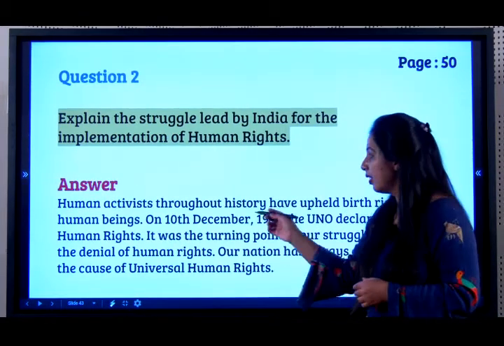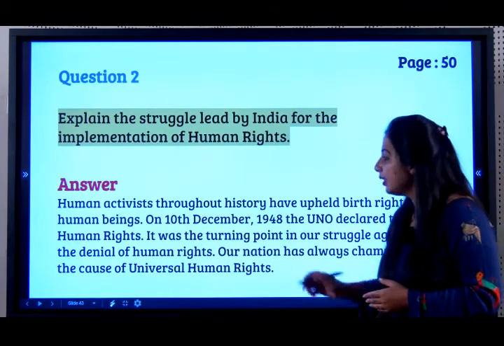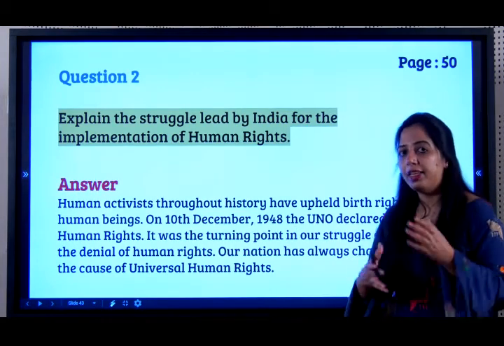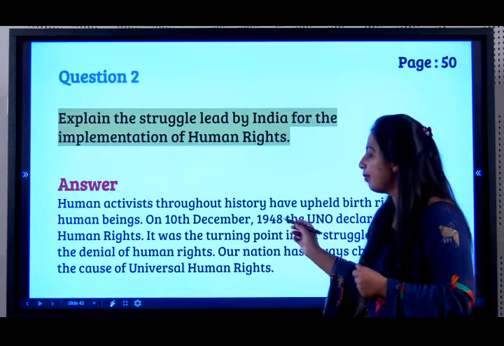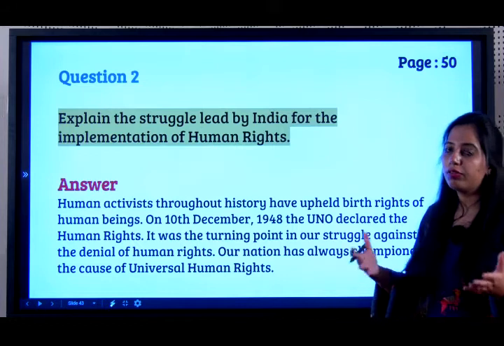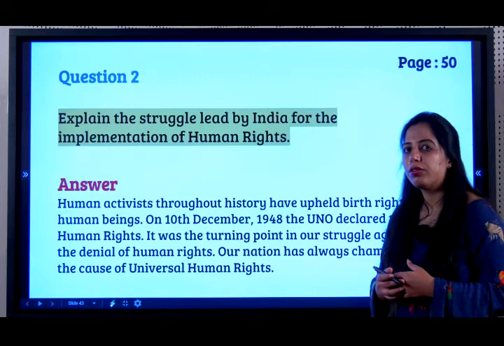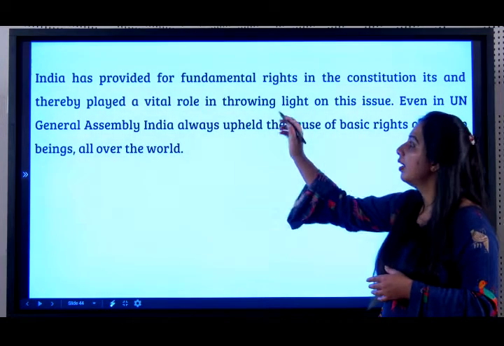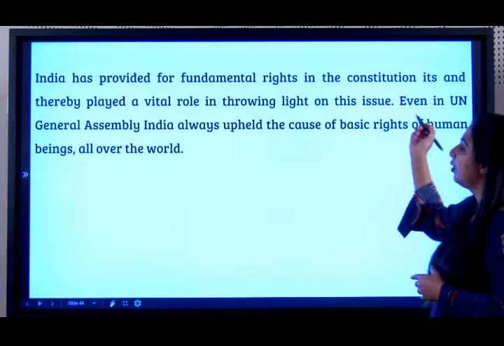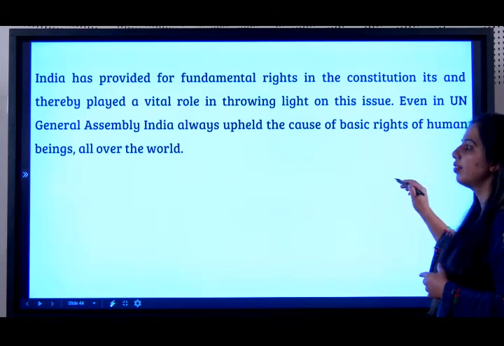Human activists throughout history have upheld the birthright of human beings. On 10 December 1948, the UNO made the declaration of human rights. It was a turning point because there was a lot of denial of human rights. Our nation has always championed the cause of universal human rights. India provided for fundamental rights in the Constitution. Even in the UN General Assembly, India has always upheld the cause of basic rights of all beings all over the world.